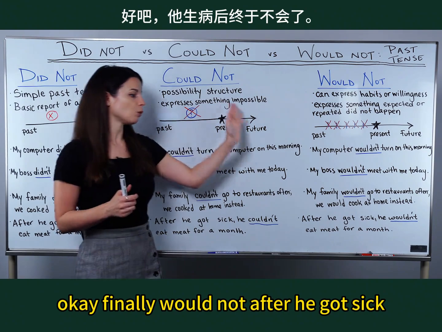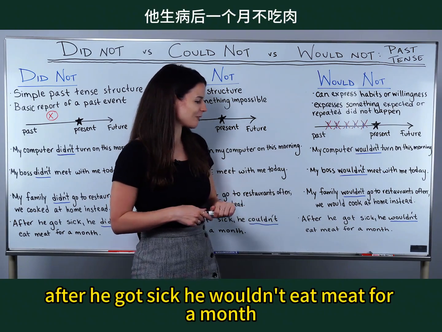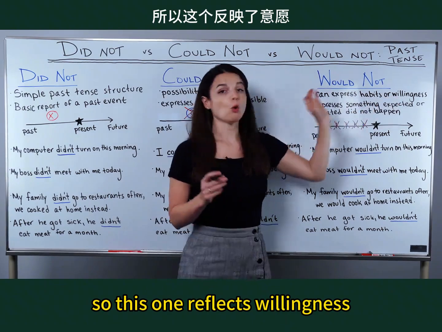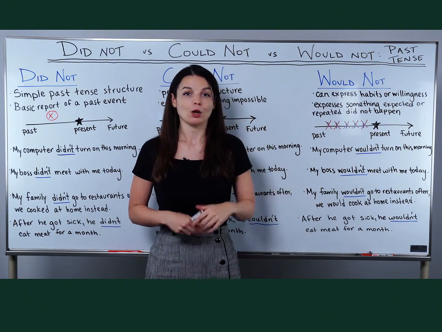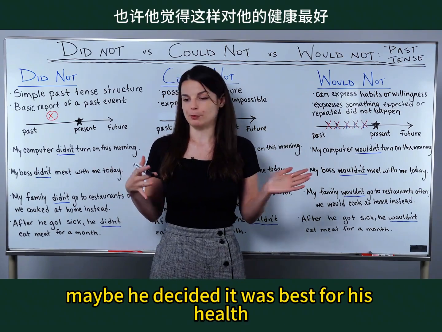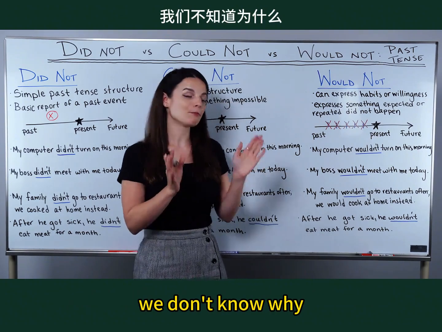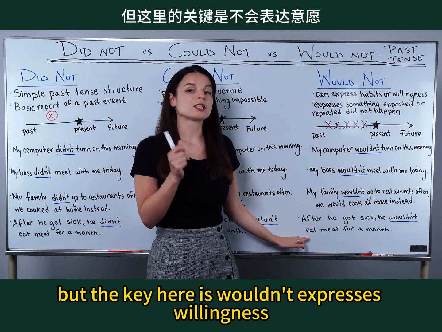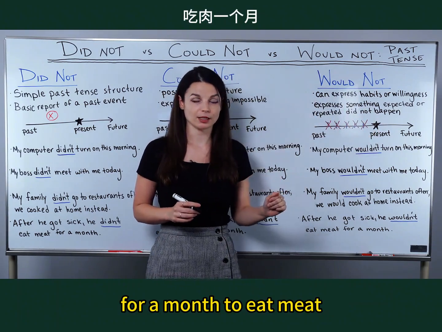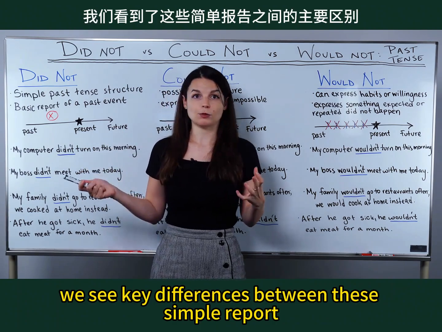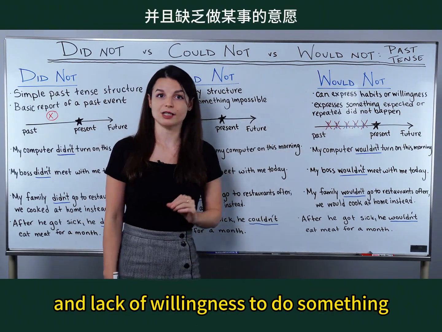Okay, finally, would not. After he got sick, he wouldn't eat meat for a month. So this one reflects willingness. So he was not willing to eat meat for a month. Again, we don't know why. Maybe he decided it was best for his health not to eat meat, or maybe there was some other reason not to eat meat. But the key here is wouldn't expresses willingness. He was not willing, repeatedly, for a month to eat meat. So again, we see key differences between these. Simple report, something that was impossible, and lack of willingness to do something.